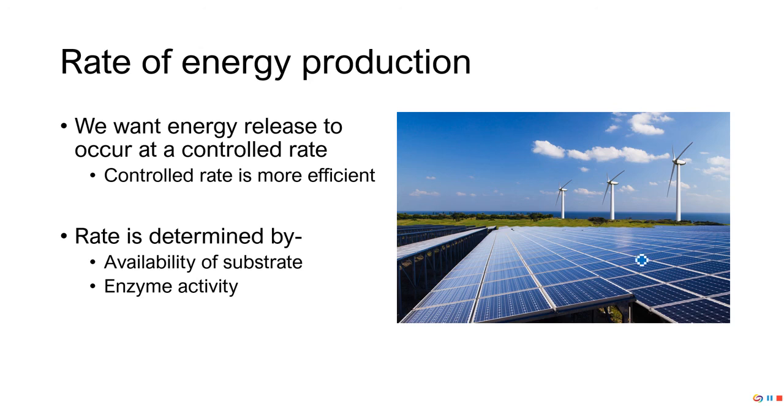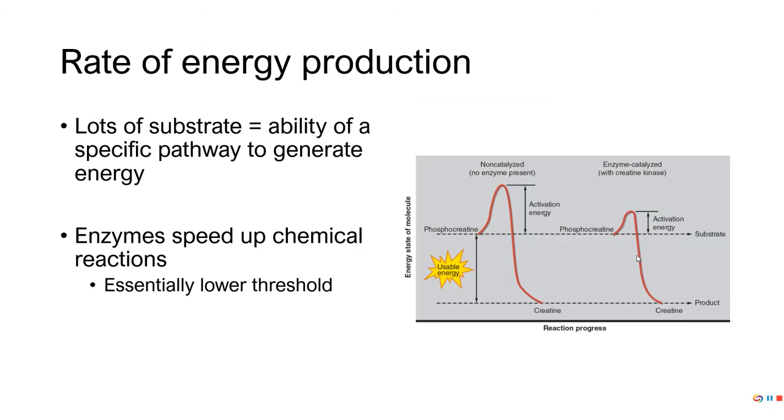Now, the rate at which we produce energy is determined by 2 things. How much substrate do we have? So how many carbs, fats, proteins do we have? And how active are the enzymes that are needed to take these substrates and ultimately use them to create ATP? If we have lots of substrate, then we can produce a lot of energy going down a specific pathway. The other thing is enzymes make things go faster, and so it lowers that threshold.